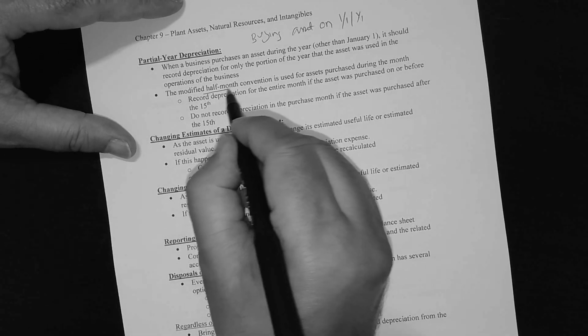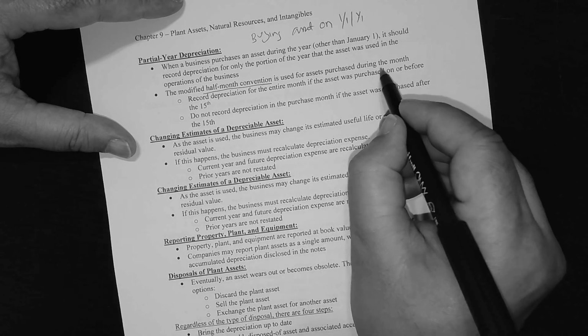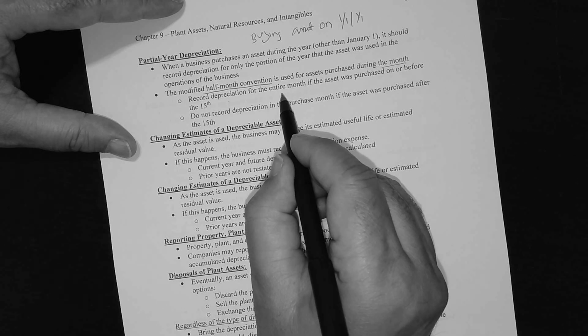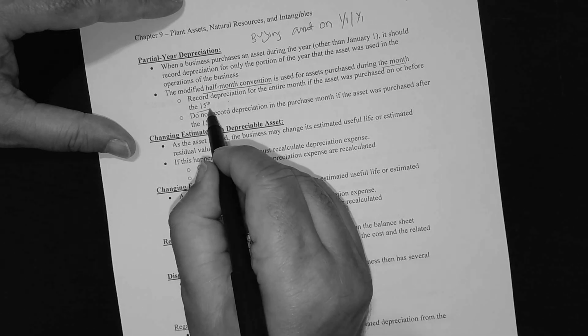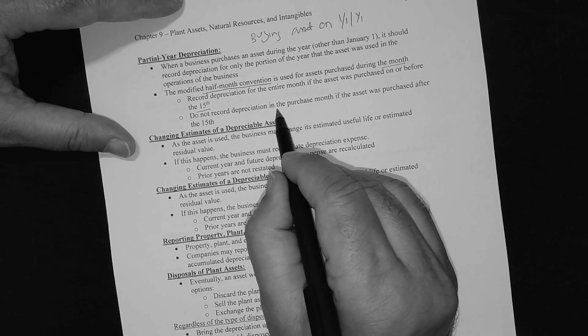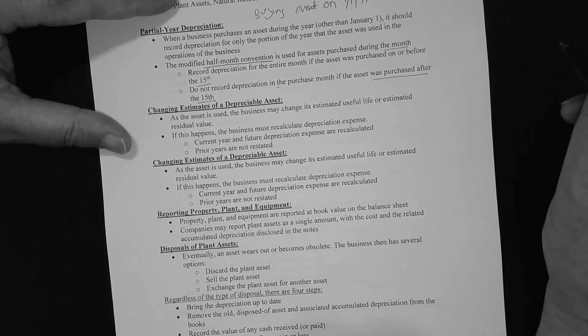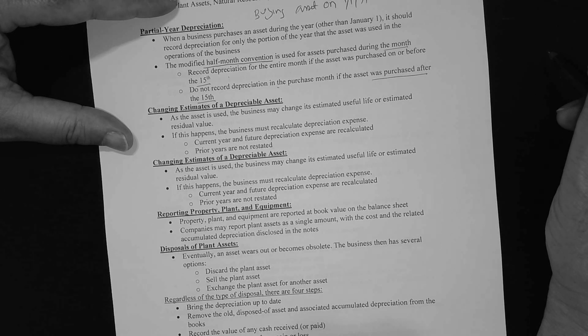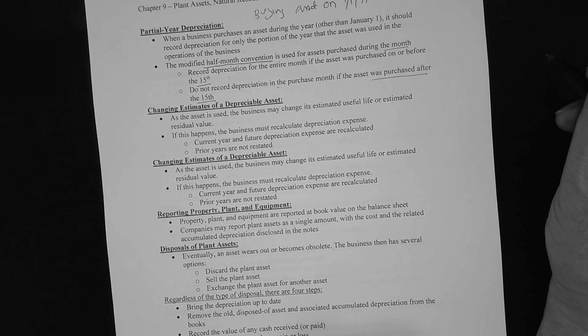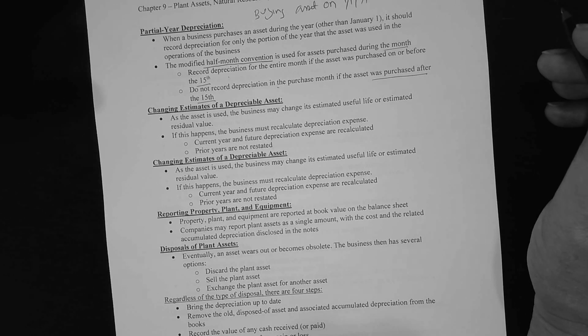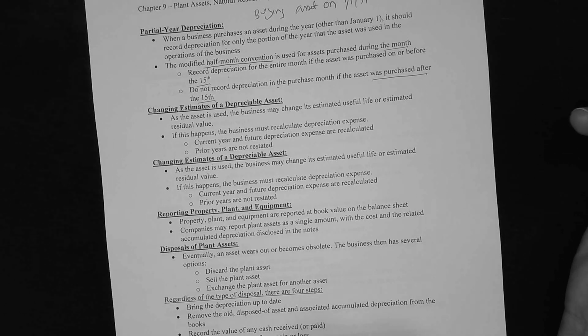So for example, there is a half month convention used for asset purchases during the month. Record the depreciation for the entire month if the asset was purchased on or before the 15th, and do not record the depreciation in the purchase month if the asset was purchased after the 15th. So if you purchase an asset on January 13th, then you will take the depreciation expense for the month of January. But if you are buying the asset on January 17th, then you will not take the depreciation in the month of January. You will start your depreciation on the first of the next month, which is February.